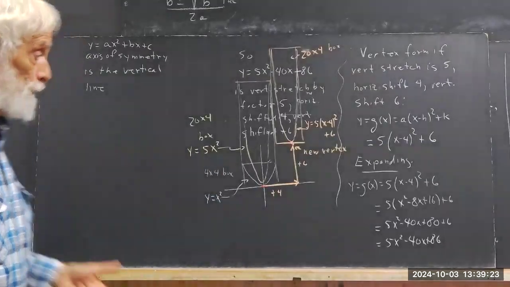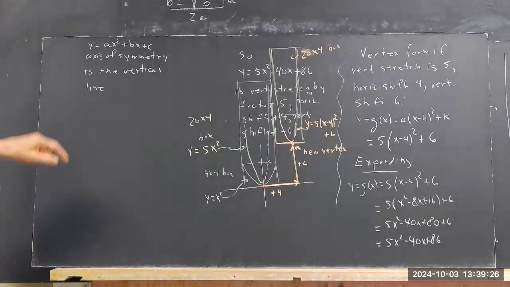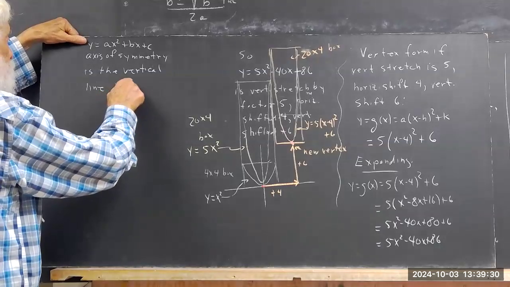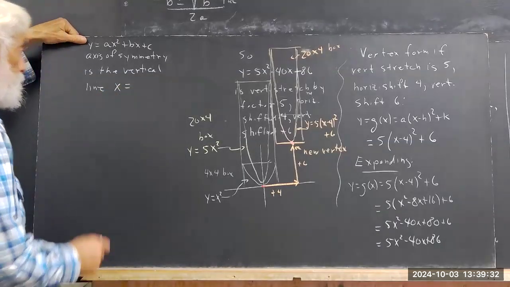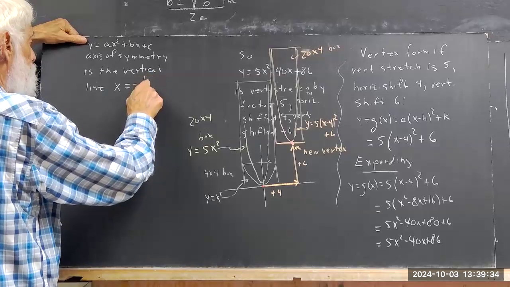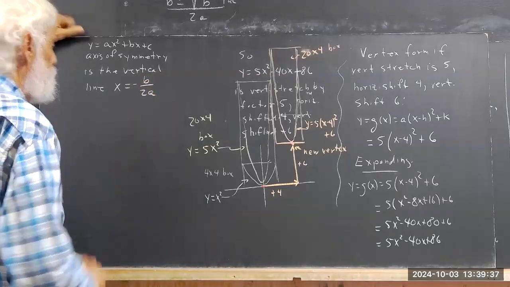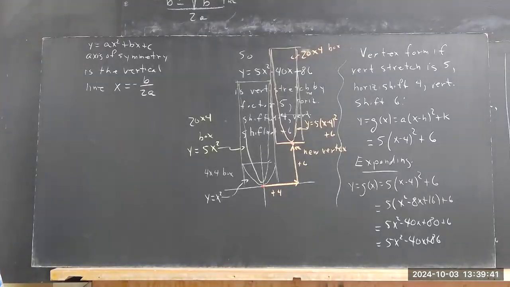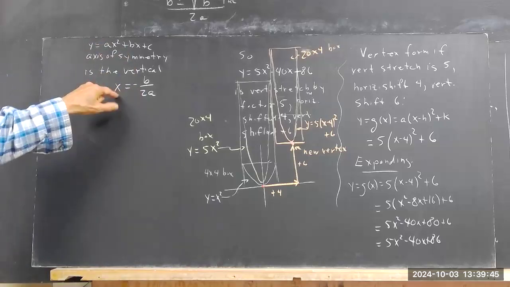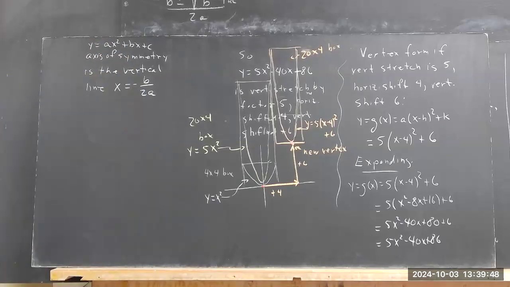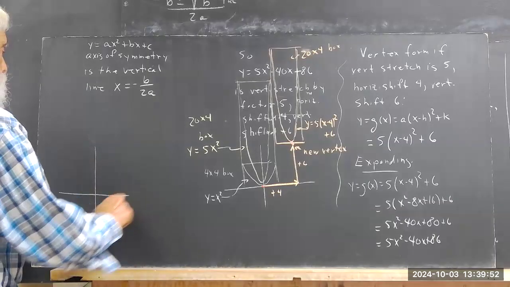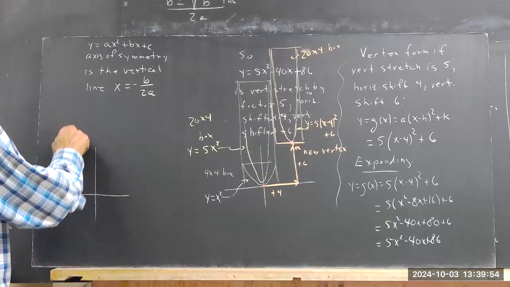So one thing that people are going to trip over is the fact that this axis of symmetry is a vertical line. It's an x equals line. In this case, it's x equals negative b divided by 2a. Whatever a and b are, this tells you where the axis of symmetry is. So your picture has an axis of symmetry someplace.